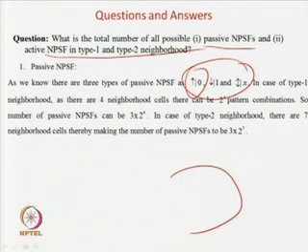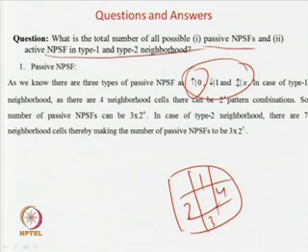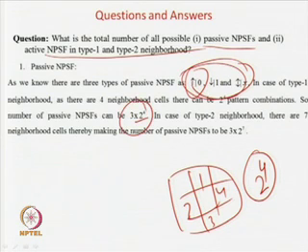In type 1 neighborhood we already know that there are 4 cells. What are all the possible patterns over here? It is 2 to the power 4: 0000, 0001, and so on. So 4 cells are there, so we can have 2 to the power 4 patterns. And what are the 3 types of faults? These are the 3 types of faults. So 3 into 2 to the power 4 passive NPSFs are possible.